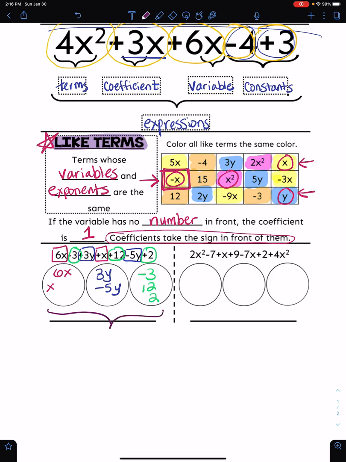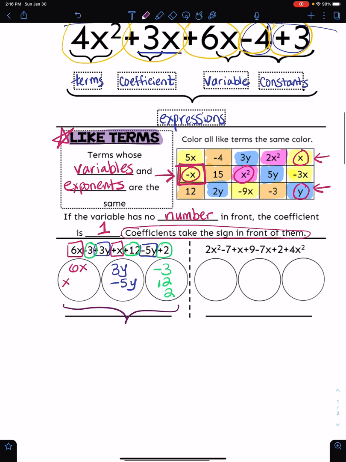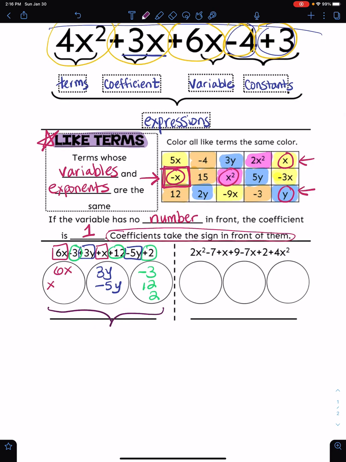So let's start with the x's. We have 6 x's and another x, so altogether we have 7 x's. We are just adding the coefficients, and remember, if there's not a coefficient, it's a 1, and then keeping the variable part the same. So for the y's, we have a 3y and a negative 5y.